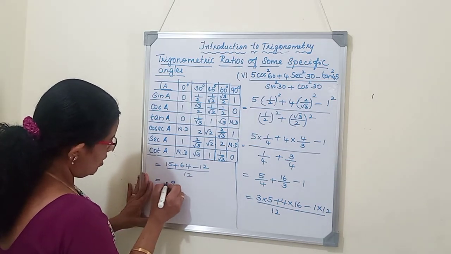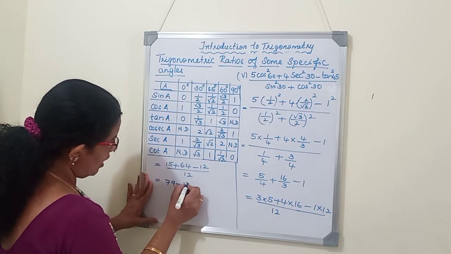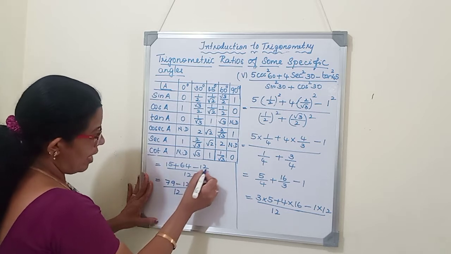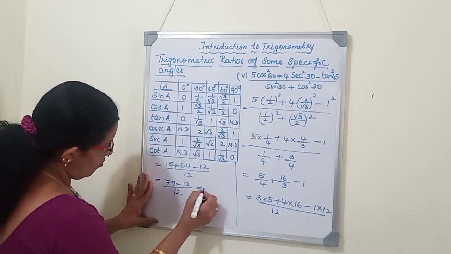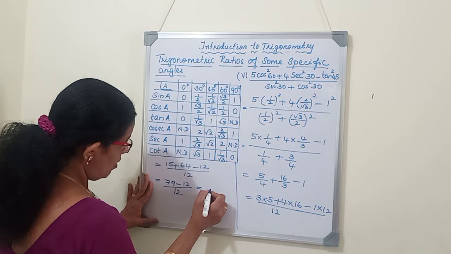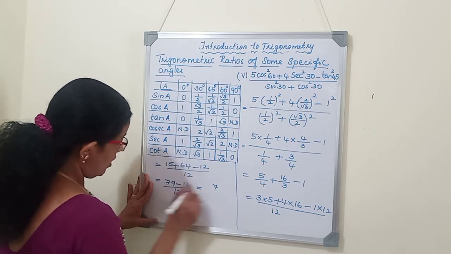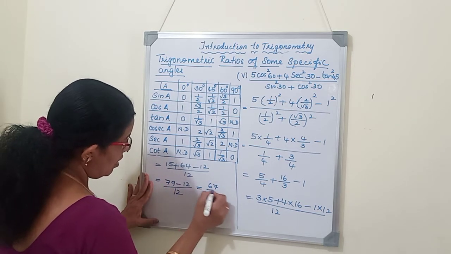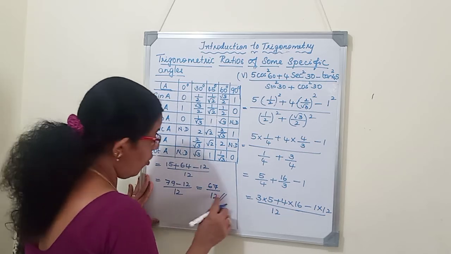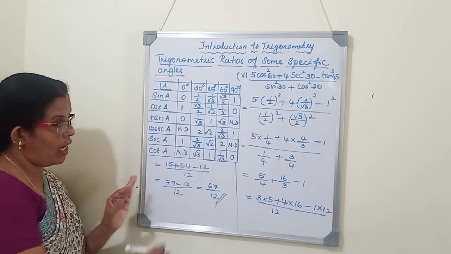So first we will add it. 5 plus 4, 9. 6 plus 1, 7. 79 minus 12 by 12. Don't cancel like this, 12 and 12. We have to subtract. 9 minus 2, 7. 7 minus 1, 6. 67 by 12. Or if you want, you can divide and write it as a mixed fraction.